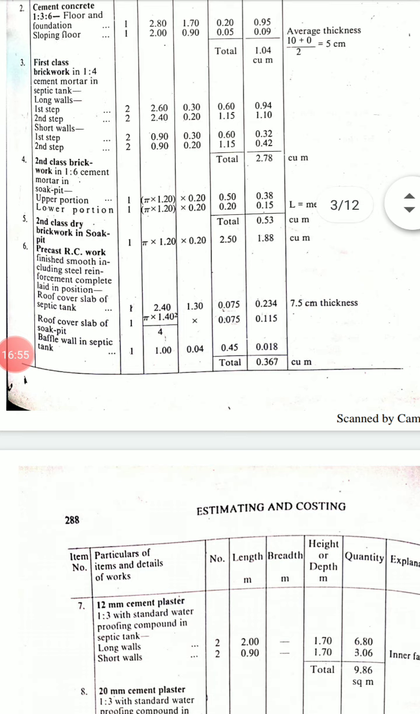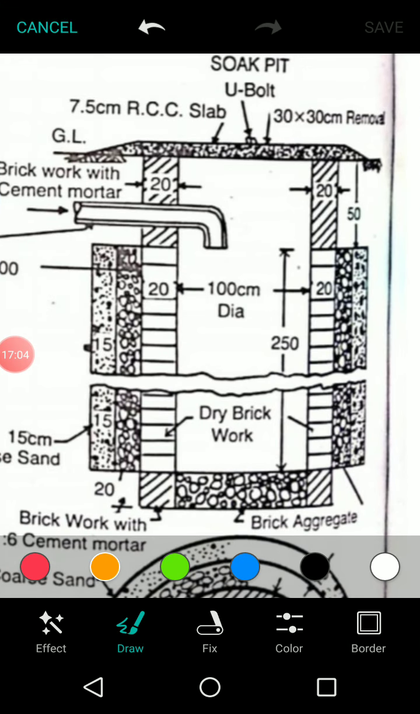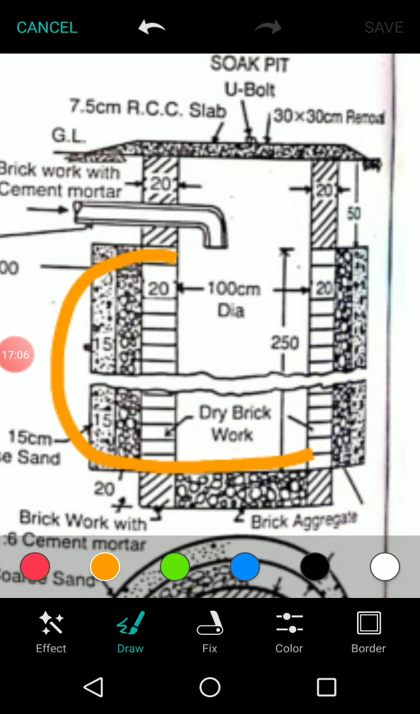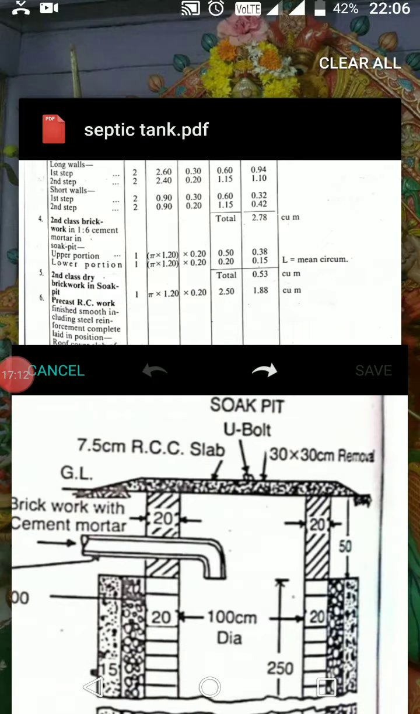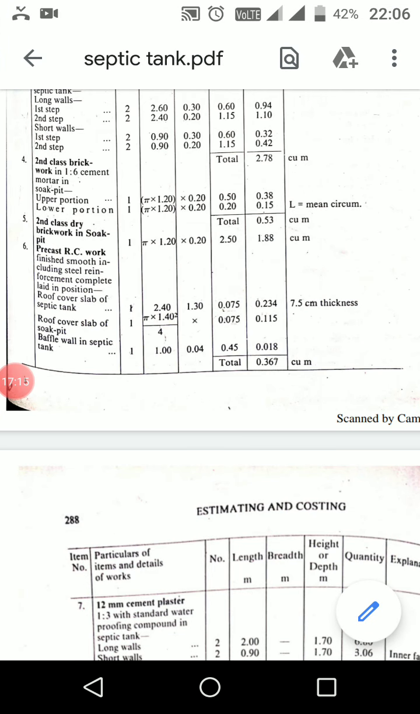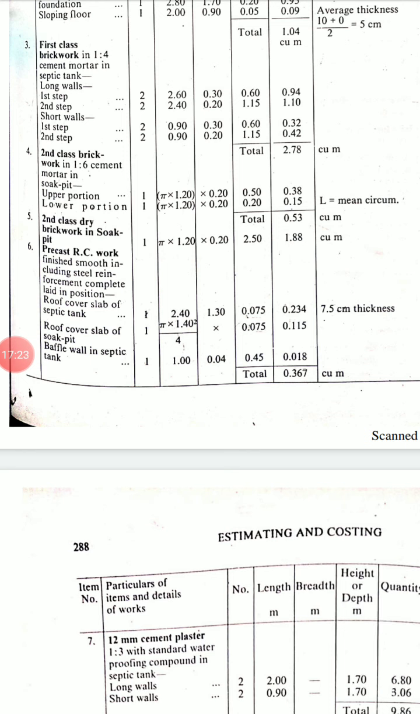So similarly, second class dry brickwork in soak pit. So this particular portion will be the dry brickwork. Okay, so it is also having the diameter that is 1.2, I mean mean circumference multiplied with breadth and height. It is having 2.5 meters. You just observe in the figure. So the total quantity of second class dry brickwork it is 1.88 cubic meters.